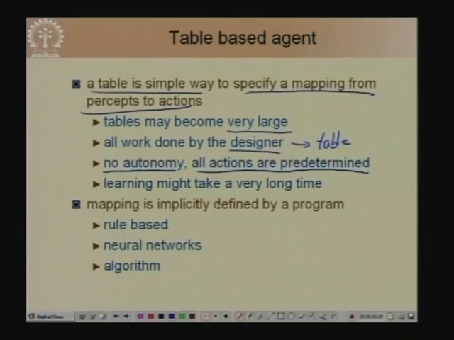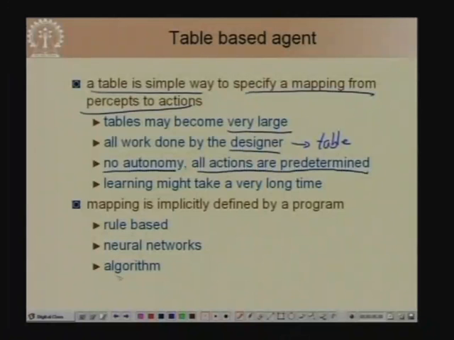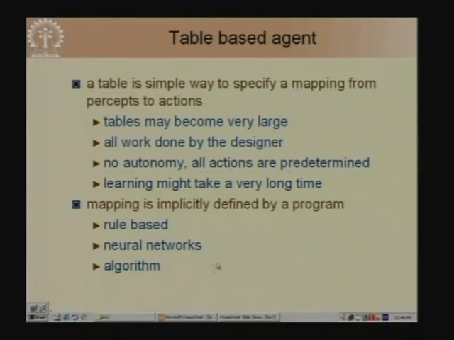Now, the mapping from percept to action may be done in different ways. It may be in terms of an actual table, it may be in terms of a production system or rules. This mapping can also be implemented by neural networks, or one can implement the mapping by an algorithm. So, this mapping can be implemented in a rule-based manner, using a neural network, or using some algorithm.